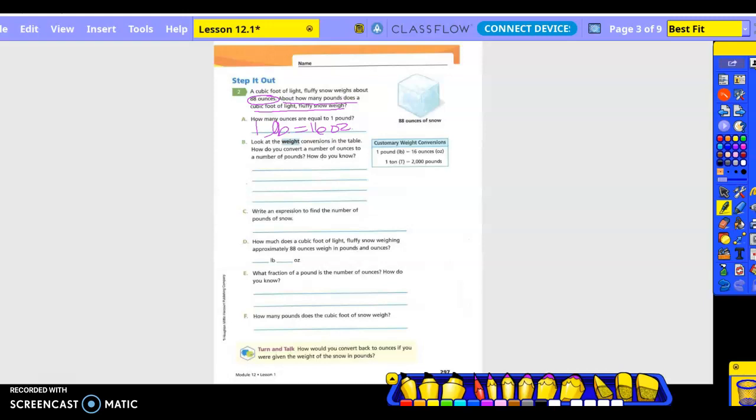Look at the weight conversions in the table. How do you convert a number of ounces to a number of pounds? Are we going smaller to larger or larger to smaller? You're going smaller to larger because you're going from ounces to pounds. So what are we going to do? Divide.